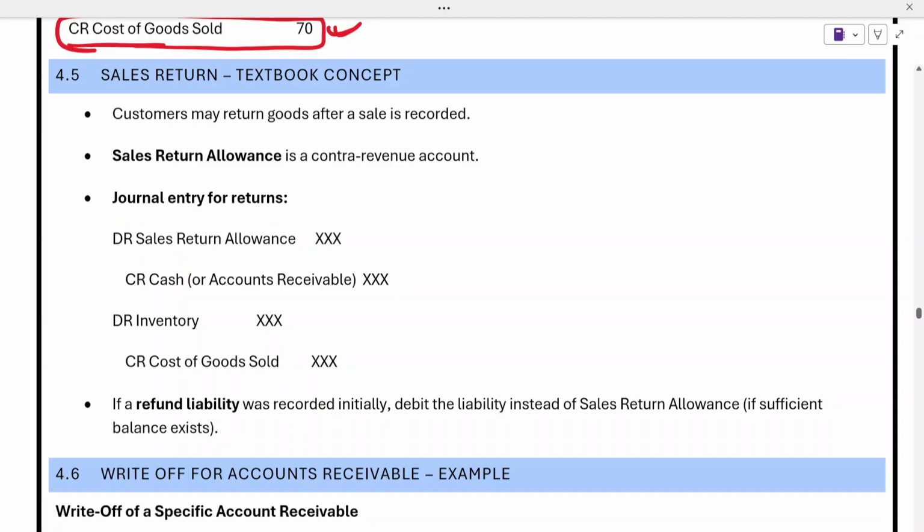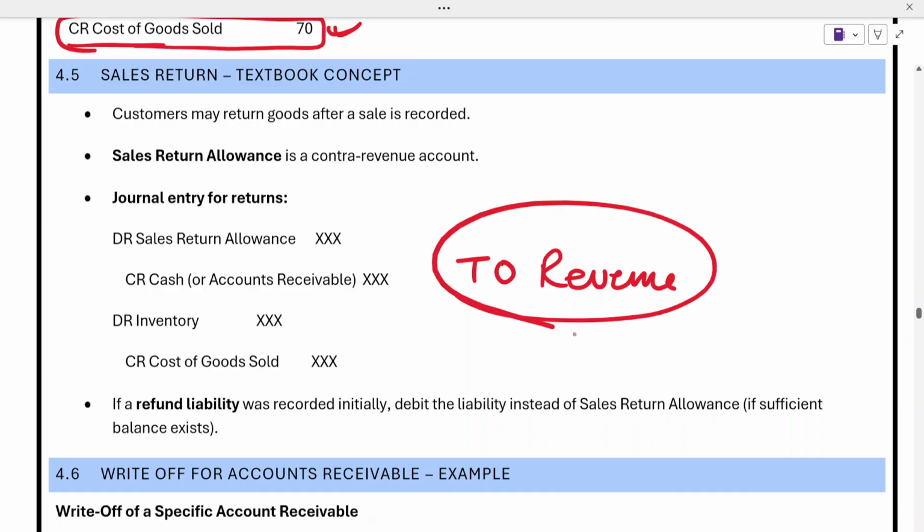on doing the sales, you credit the revenue, and when the sales return happens, you need to debit it. So you will debit the sales return allowance. And you need to pay the cash back to the customers, so you will credit the cash. Also, on the sales return, your inventory will again increase, so you will debit the inventory, and your cost of goods sold will be credited, as we discussed above.